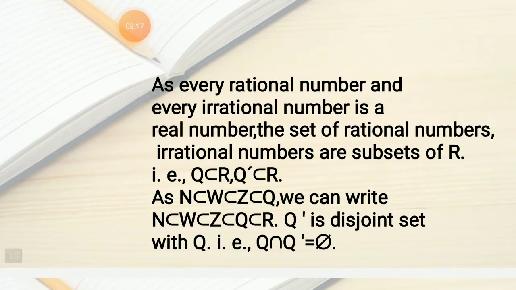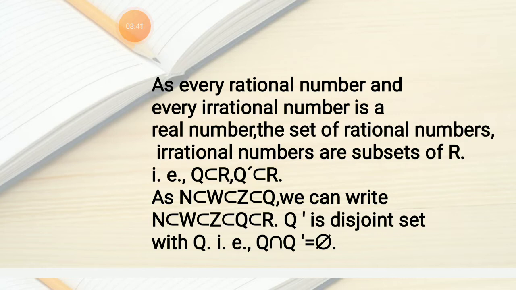As every rational number and every irrational number is a real number, the sets of rational numbers and irrational numbers are subsets of R. That is Q subset R, Q dash subset R. As N subset W subset Z subset Q, but Q is a subset of R, so Q subset R is also included.